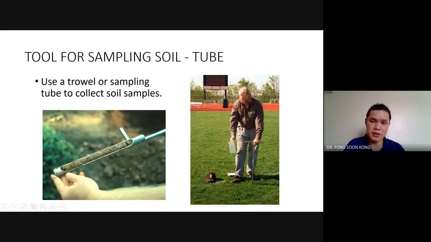So what you need to do is just step on this pedal, push it down, and pull it up. That's it. You have your soil sample, and it is quite safe to say that this is about 100 to 200 grams. That's why this is a preferred one. If you want to collect more soil samples, a larger volume, then you use the auger. Otherwise, tube is good enough.